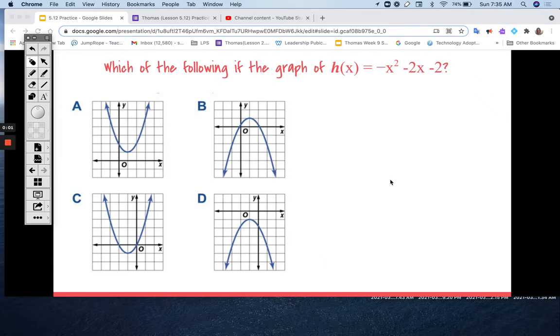Okay, so this question says, which of the following graphs is the graph of h of x equals negative x squared minus 2x minus 2? And then we are also asked to use math evidence to prove that the point (0, negative 2) is the y-intercept of the quadratic function.